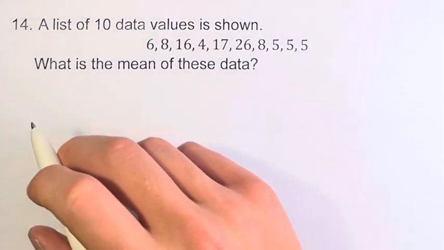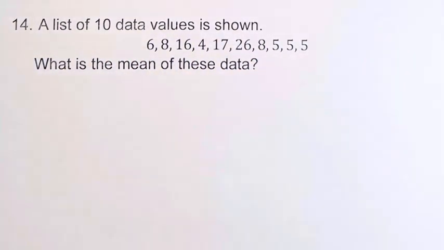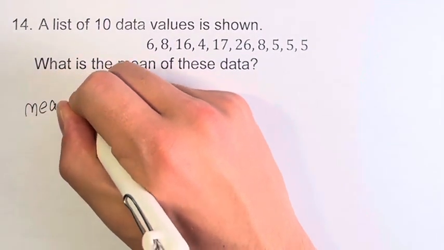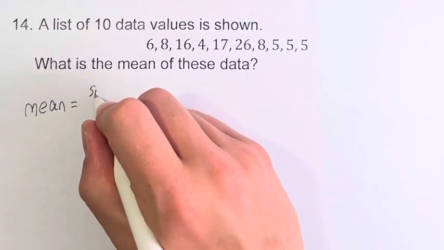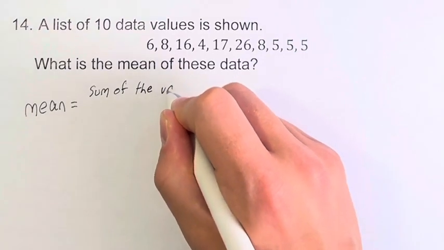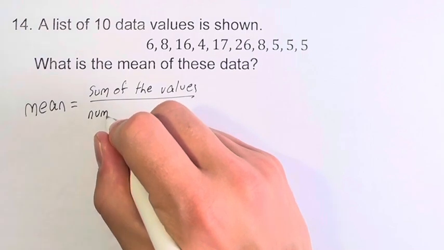In this problem, we're told that a list of 10 data values is shown, and we're given them right here, and we're asked, what is the mean of these data? So to find the mean, or the average, what you do is you take the sum of all the values, which means you add them all together, and you divide that number by the number of values that you actually have.